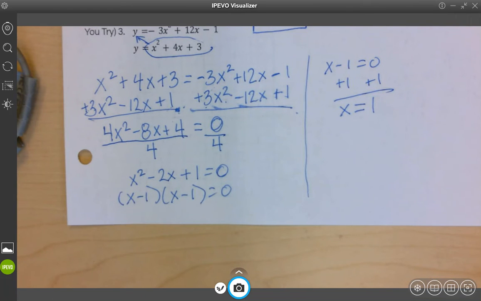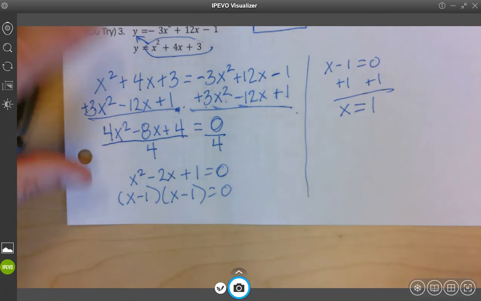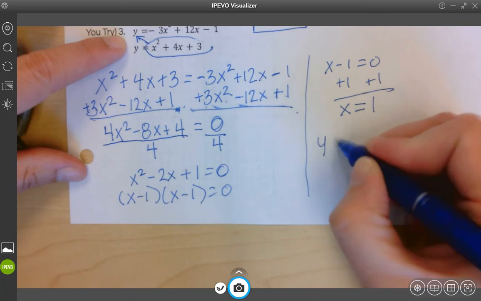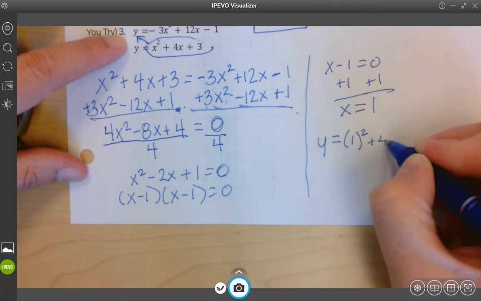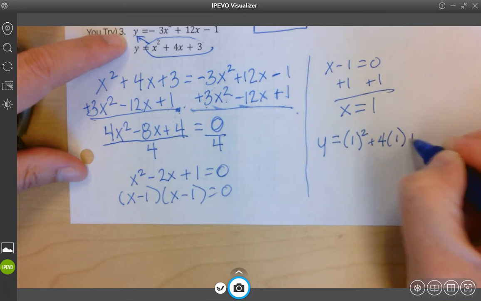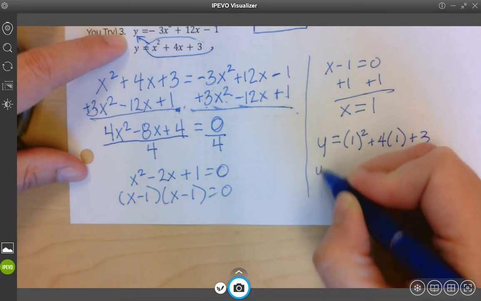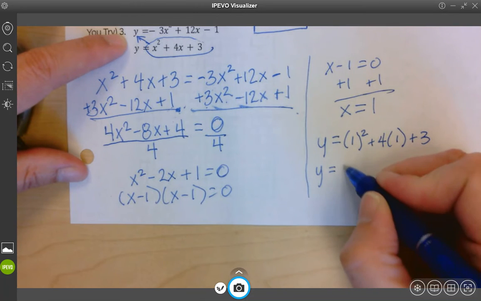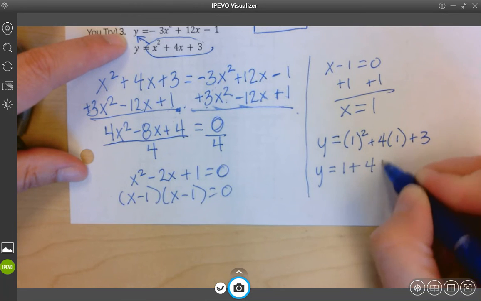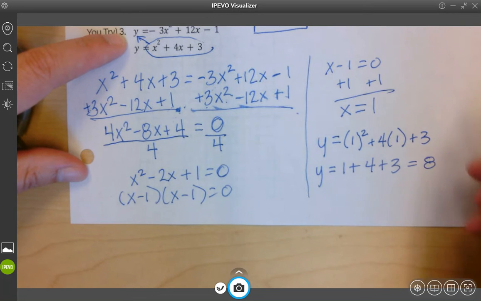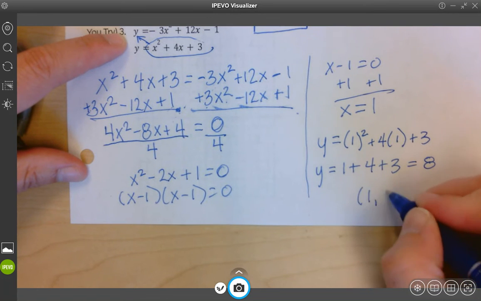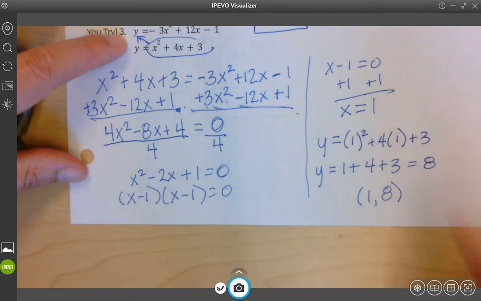Would you guys prefer to put that back in the first equation or the second? The second one looks a little bit simpler, so I agree. 1 squared plus 4 times 1 plus 3. So I'm getting 8. Did you guys get 8? So it only had one solution, 1, 8, one solution.